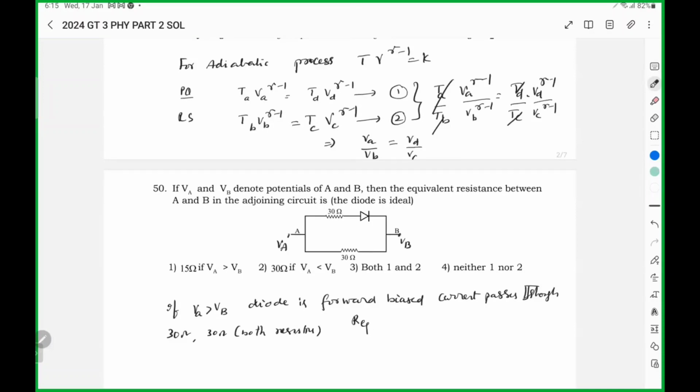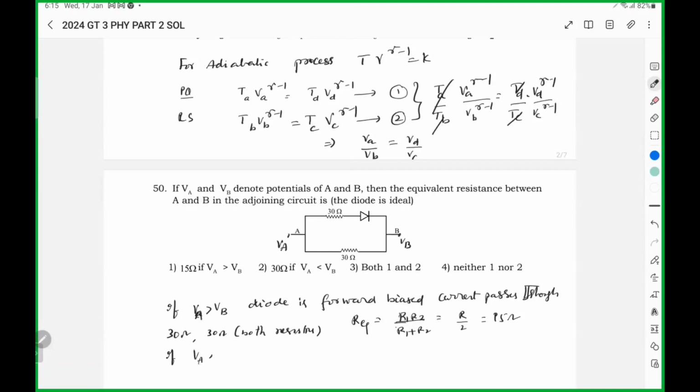So R equivalent will be 1 by R1 plus 1 by R2, since they are in parallel. Since they are equal, it is 15 ohms.